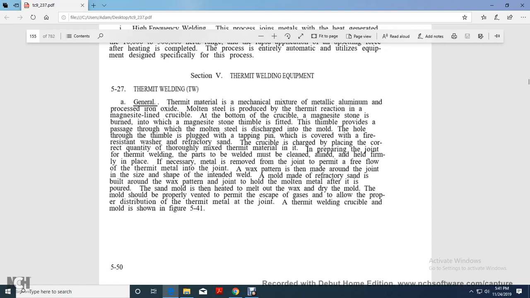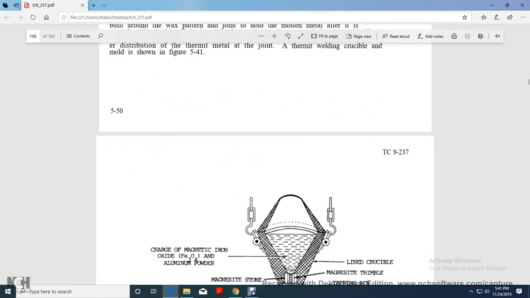A mold made of refractory sand is built around the wax pattern to hold the molten metal after it has been poured. The sand mold is heated to melt out the wax and dry the mold. The mold should then be properly vented to permit the escape of gases and to allow proper distribution of the thermite metal at the joint. A thermite welding crucible and mold is shown in figure 541.